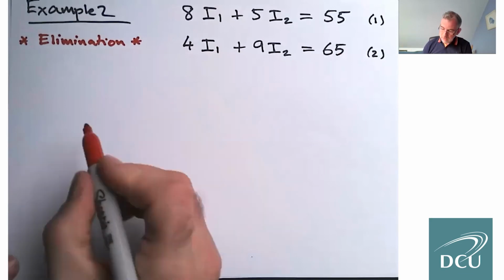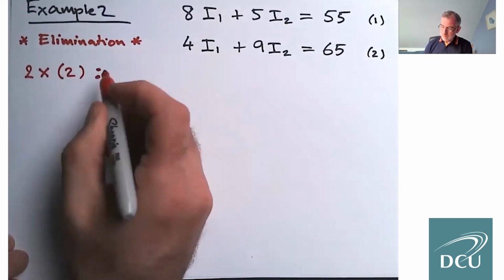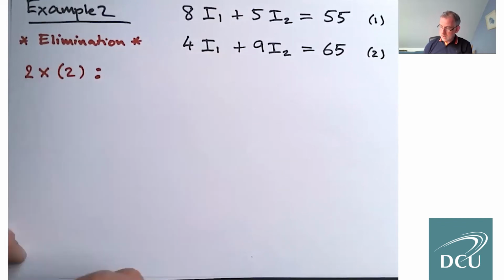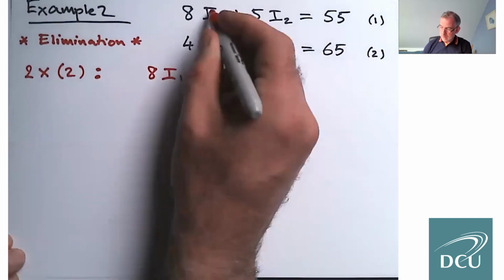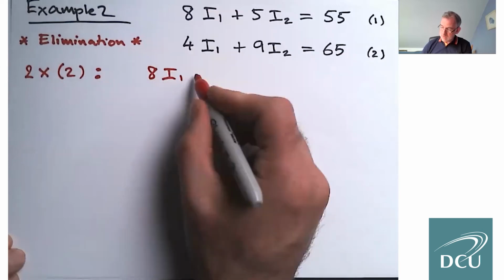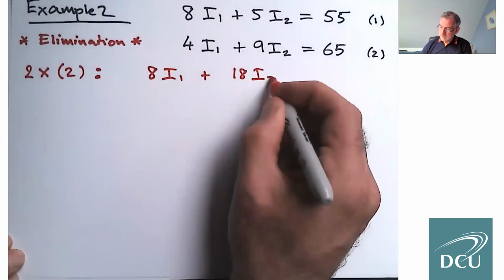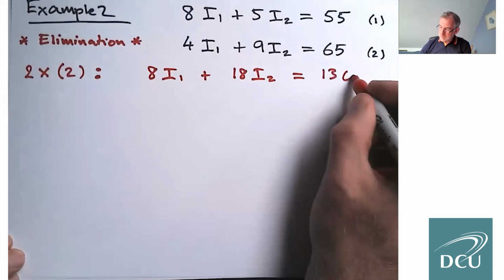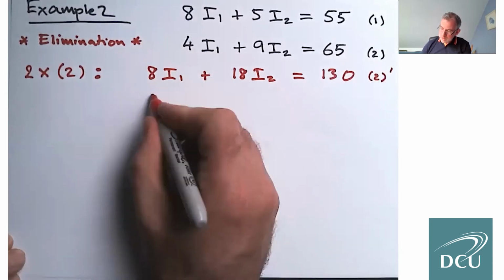So that's what I do. I'll take everything in equation 2 and multiply it by 2. So I have 2 times equation 2. Well, what will 2 times equation 2 look like? I multiply everything left and right by 2. I'll get 8 times I1, which I like because I should be able to knock out the 8 times I1 there. 2 times 9I2 will give me 18 times I2. And 65 by 2, I believe, is 130. So there's my new version of equation 2. Now I'm going to write down equation 1 again.